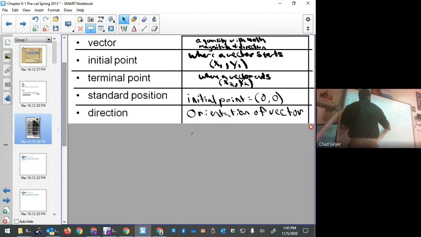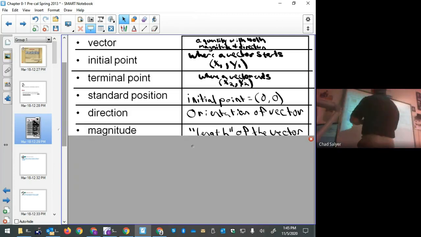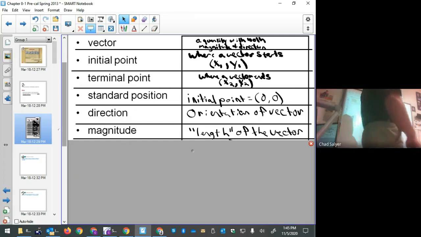Direction is the orientation of the vector. In other words, what is it pointed at? Vectors also have a magnitude, which is the length of the vector. Now that length can indicate a lot of different things. Speed, force, displacement, acceleration. It's all kinds of things that can be indicated by the length of a vector.